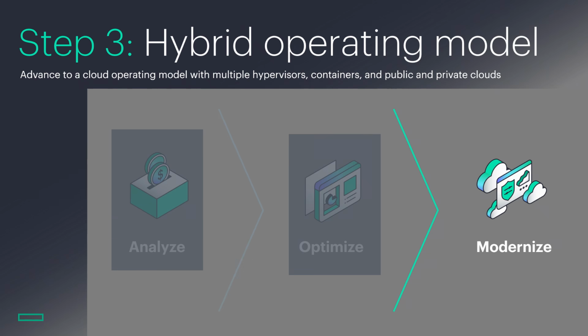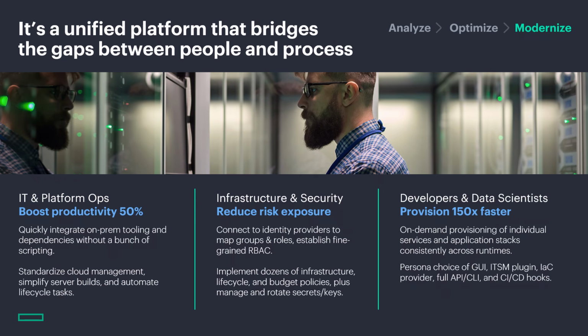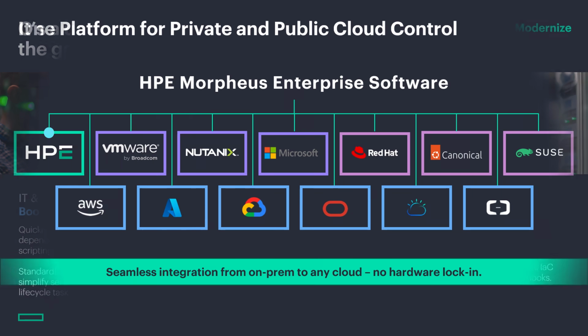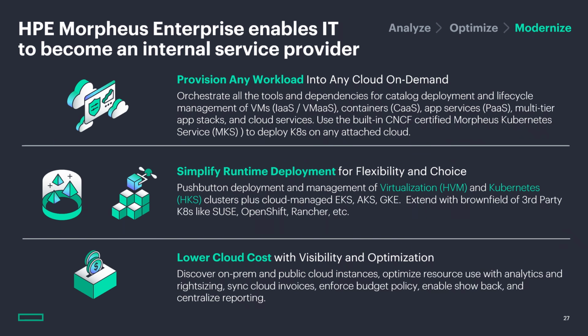Step 3. Modernize. Future-proofing with Morpheus Enterprise. Now, for those looking at more advanced features, we have HPE Morpheus Enterprise. This is where we move beyond just VMs and into a full unified cloud operating model. Morpheus Enterprise brings together your private and public cloud along with your container platforms into one control plane. Whether you are running on VMware, Nutanix, AWS, Azure, Google Cloud, or even Oracle and IBM Cloud, it's all managed here. If you are a DevOps heavy user, the Kubernetes service is a game changer.